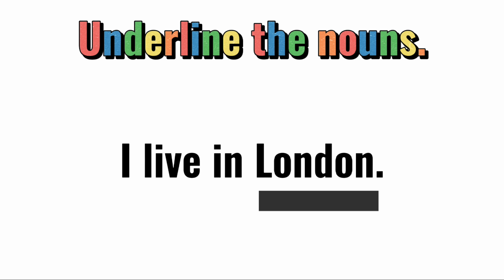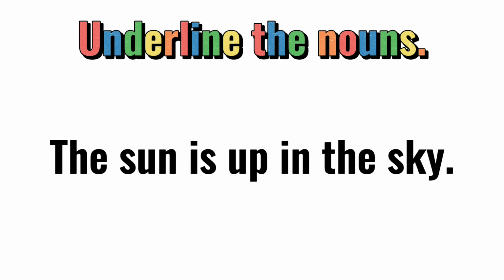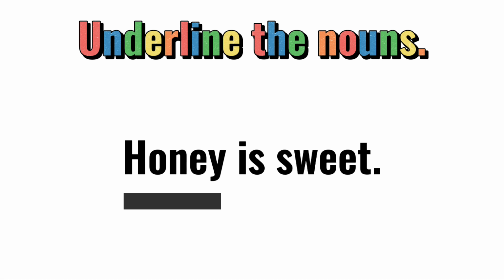It is a place. She is a student. Student is the noun in this sentence. The sun is up in the sky. Sun and sky are the nouns in this sentence. They are things. Honey is sweet. Honey is the noun in this sentence.